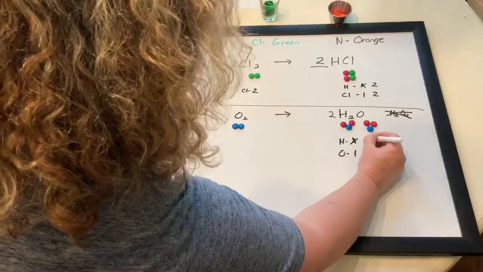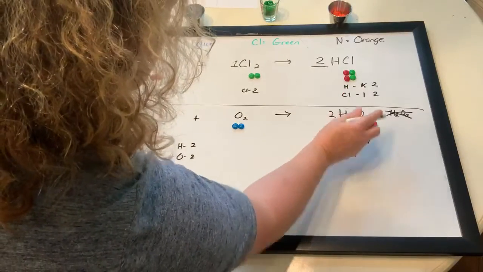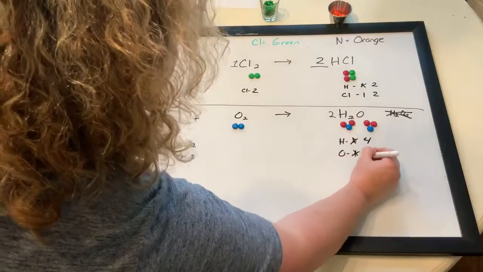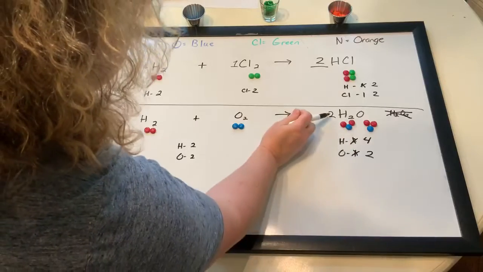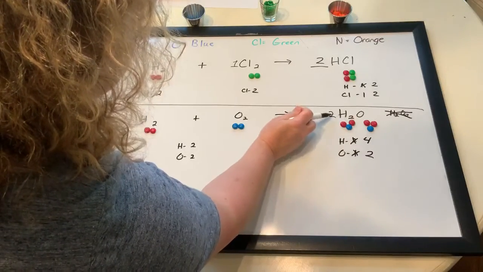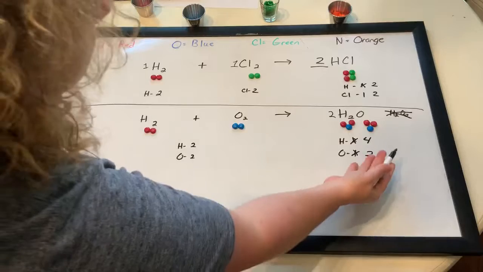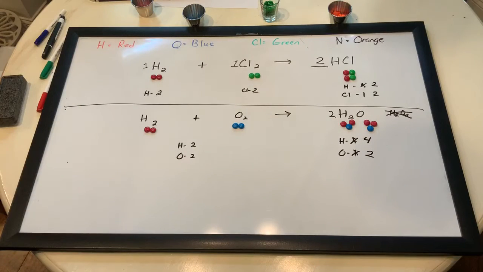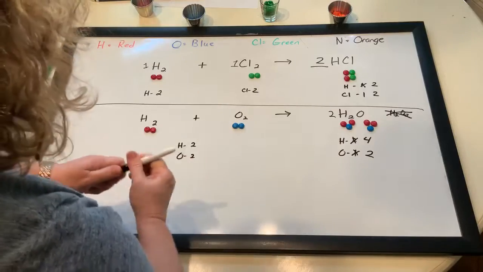So I have 4 hydrogens. 1, 2, 3, 4. And I have 2 oxygens. 1, 2. So 2 times 2 is 4. 2 times 1 is 2. Now let's look at the right side. What do I need to change over here? 2 oxygens and 2 oxygens.